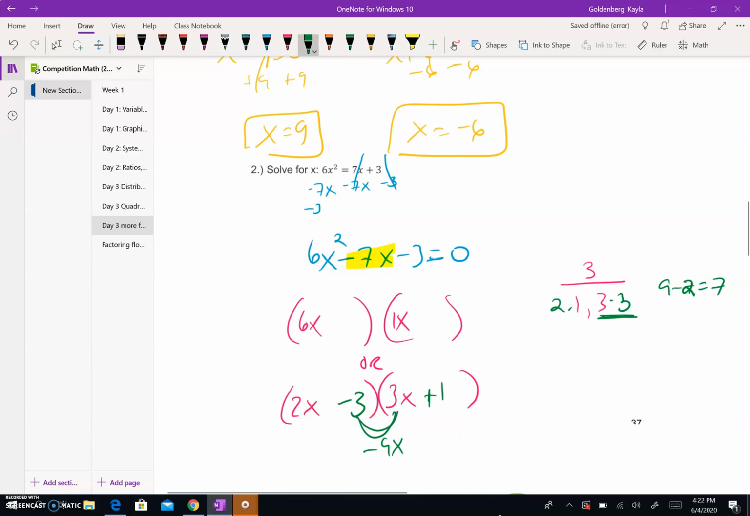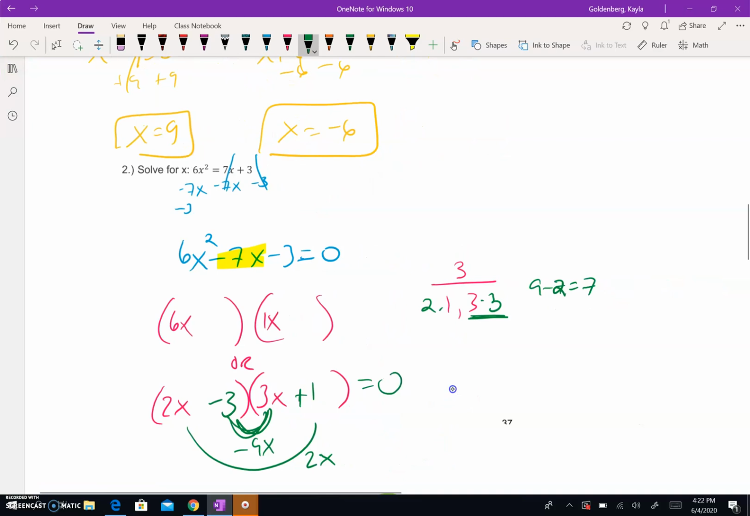Notice that's coming here from the negative 3 times the 3x, and the 2x times 1 is going to be a 2x, and a negative 9x plus a positive 2x will give me that negative 7x that I want. Oop, but we're not quite done yet, right? Some people will stop there by accident. We are asked to solve for x.